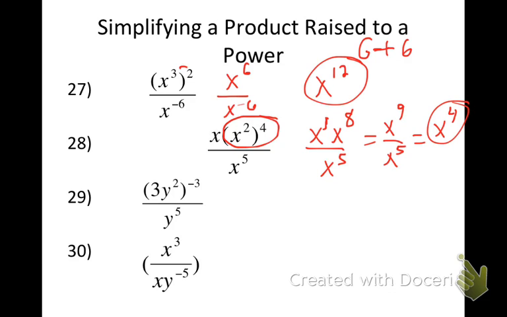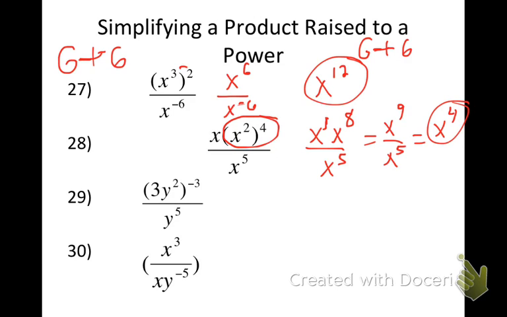Very good. You get 6 plus 6 though, because this one's a negative 6, right? So when I divide, I subtract the exponents. So it's like 6 minus the negative 6. And then the 2 negatives give me that positive.